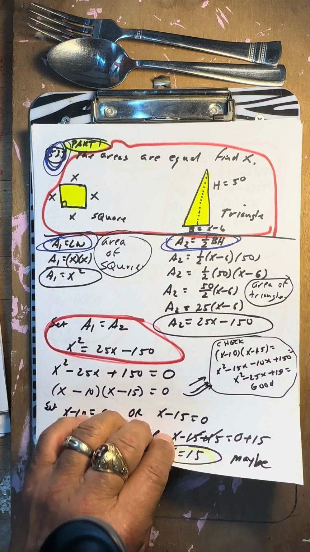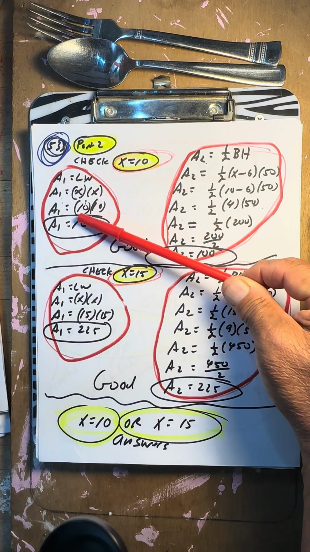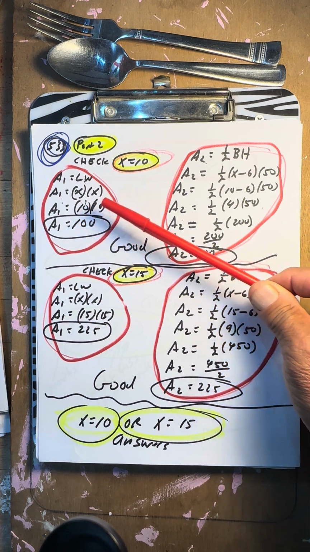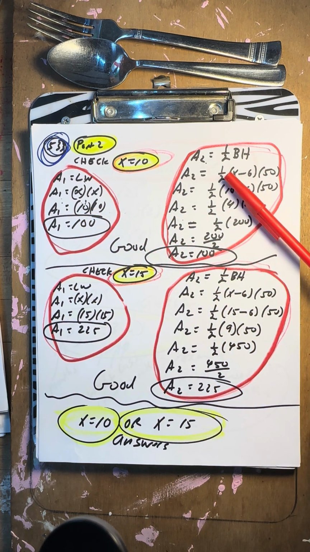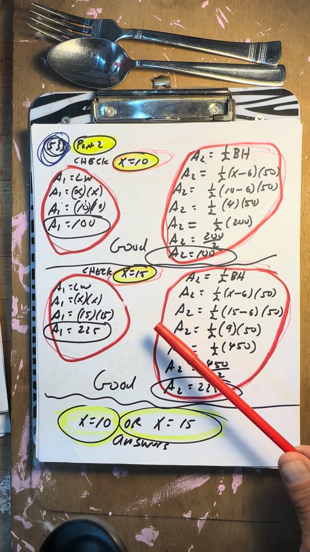Maybe. Check it. So if you put 10 in here, 10 times 10 is 100. That's the square. Triangle, 1/2 base times height. So 1/2 of 10 minus that is going to be 4. 4 times that is 200. 200 divided by 2 is 100. So 100 matches. Yes, so this works. Good. How about this one?